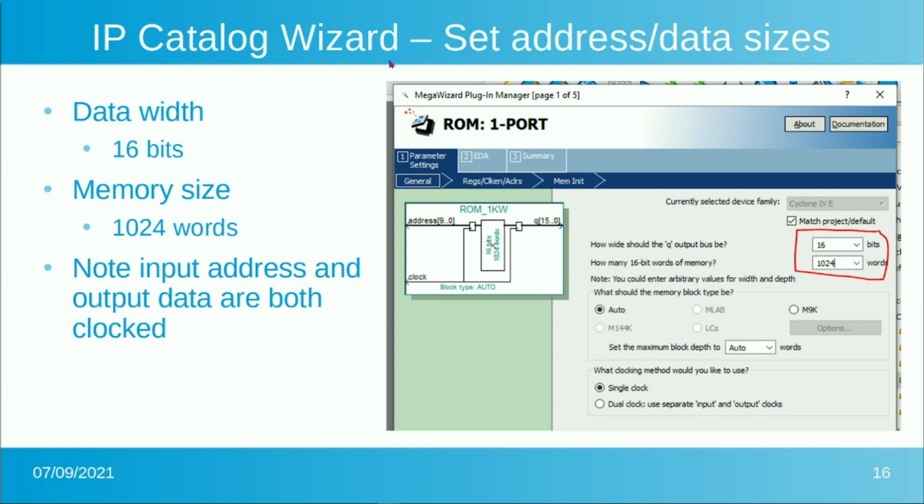Next step in the IP catalog wizard is to set the address and data size. Note that there's something we really don't want, and that is that the output is clocked as well. We don't want or need that because it would add an extra delay to our clocking scheme. That can't be set on this screen; it's set on a screen that comes up later. The thing you want to do here is set the bits, the 16 bits.